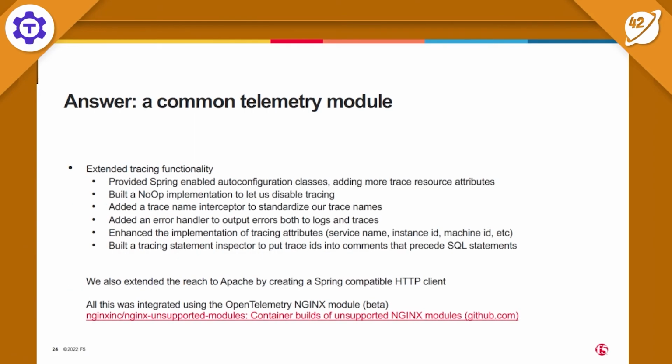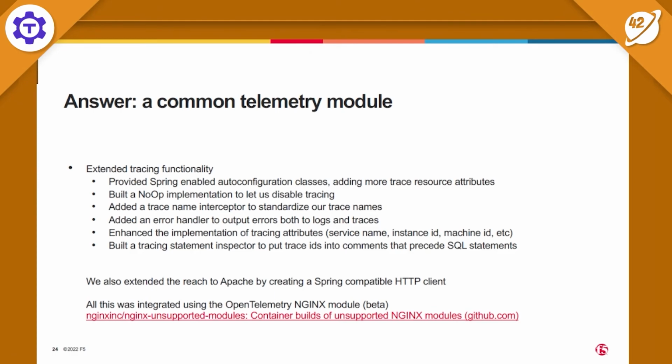So we needed to be able to work around some of these limitations. What we decided to do was build a common telemetry model, a way we're passing data across here. This provided us the ability to extend our tracing functionality, so we could build auto configuration classes and add additional trace attributes. There were certain pieces of information that we really wanted to make sure were carried forward, as well as certain things that we wanted to make sure were constantly up to date and shared.